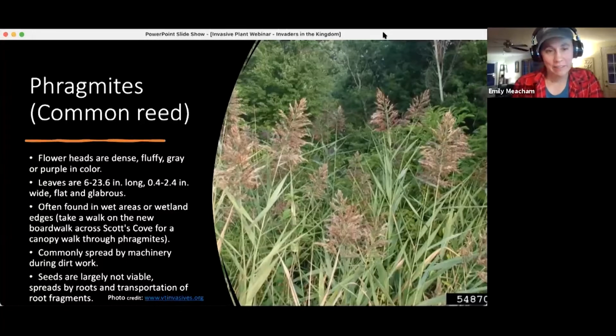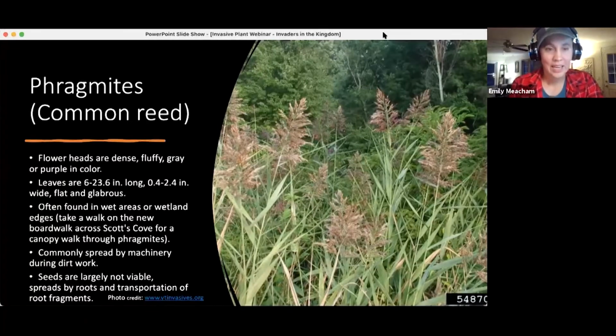All right, we'll move on to Phragmites, also known as common reed. So the key identifying features that help me with this is that it typically grows in wet areas or edges of wet areas or wetlands. It grows in really dense patches. It can be small or large patches, but it's pretty much all you'll find.